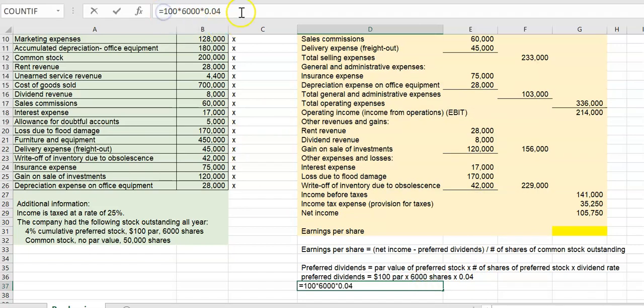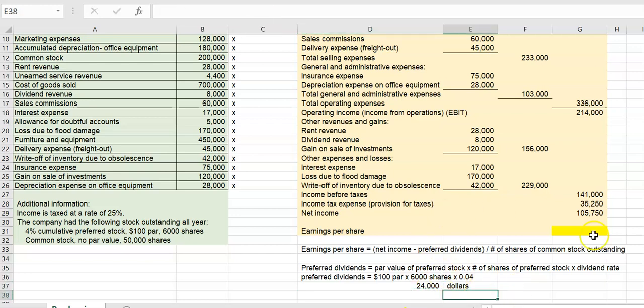And it's not showing me. Well, we know that this is dollars. How about that? That works out well. All right, so what is my earnings per share? It is equal to, I need parentheses here, net income minus preferred dividends of 24,000. Take that numerator and divide it by the number of shares of common stock outstanding.